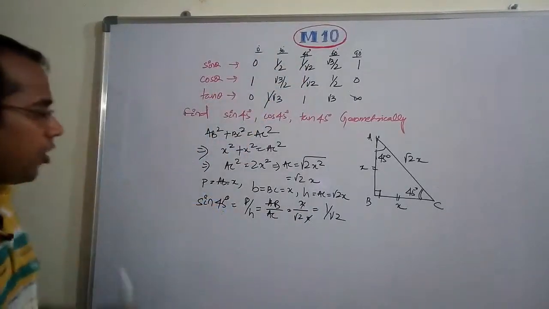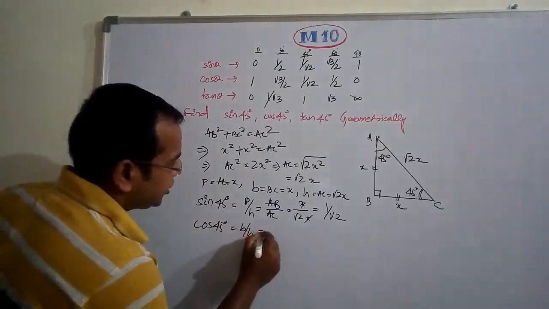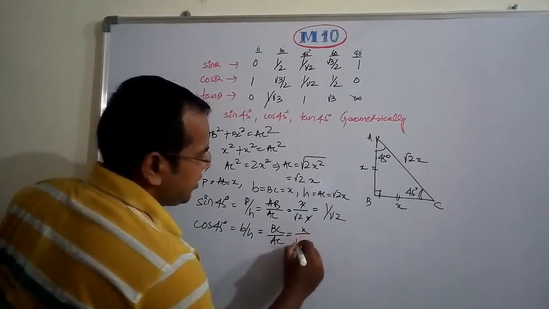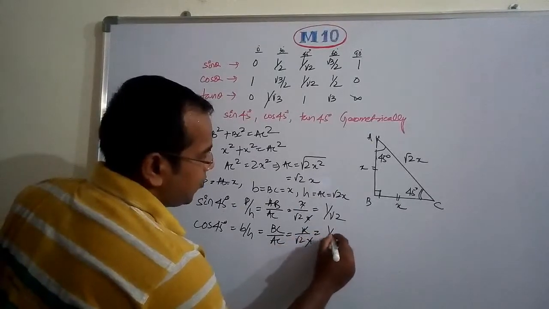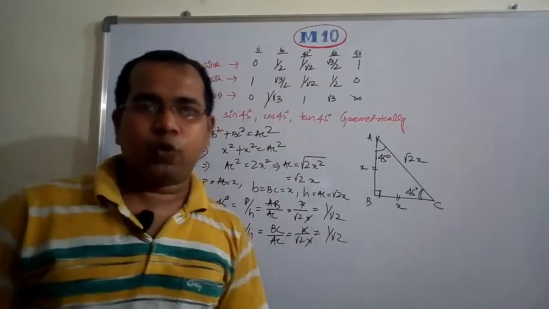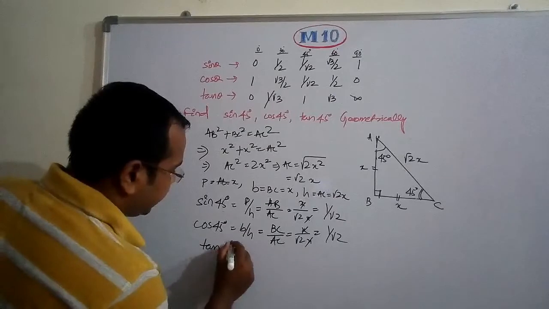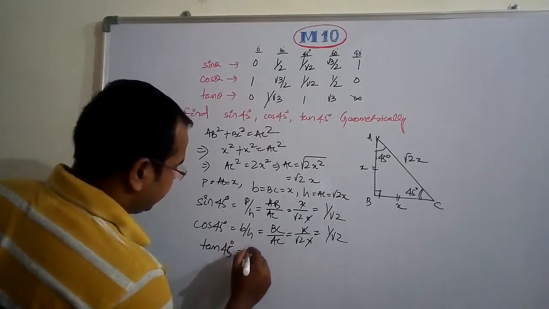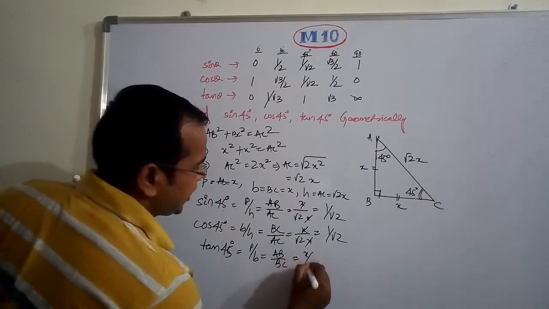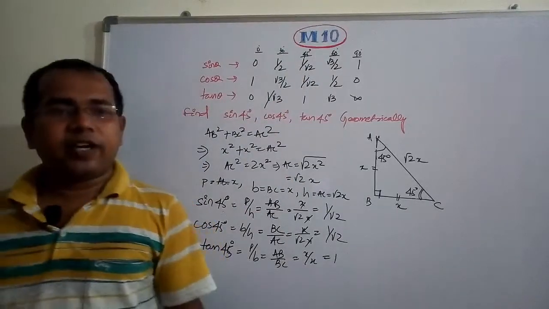Now let us verify. See here, sin 45 equals 1 by root 2. Verified. Okay. Cos 45 degrees, that is equal to B by H. Base is BC divided by hypotenuse AC, x divided by root 2 x. What will you get? 1 by root 2. See here, cos 45 is also equal to 1 by root 2. This is verified also. Lastly, tan 45 degrees. You will get P divided by B, that is AB by BC, that is equal to x by x, that is equal to 1. So see here, tan 45 equals 1. So it is verified.